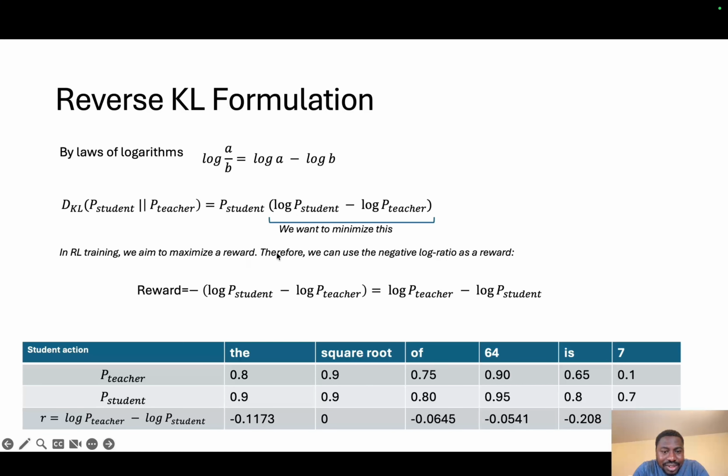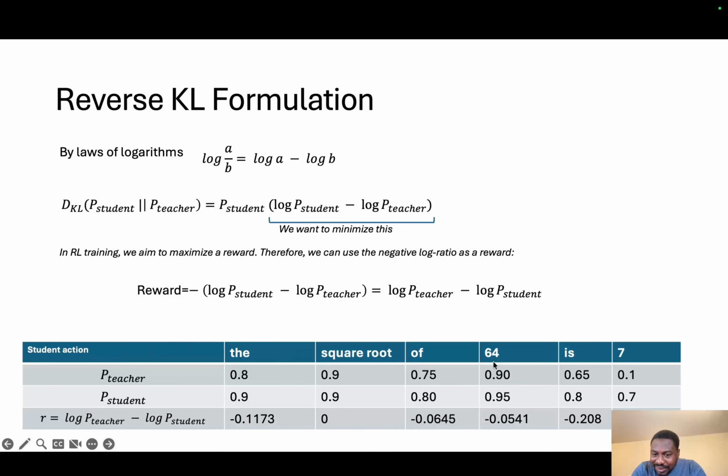In RL training we are trying to maximize the reward, so we can compute the reward by taking the negative of this. If you take the negative, that gives you what you should maximize. That very neatly ends up giving us the log prob of the teacher minus the log prob of the student, which makes the reverse KL loss extremely simple, because you just need to compute the log prob under the teacher and the student and do a subtraction.